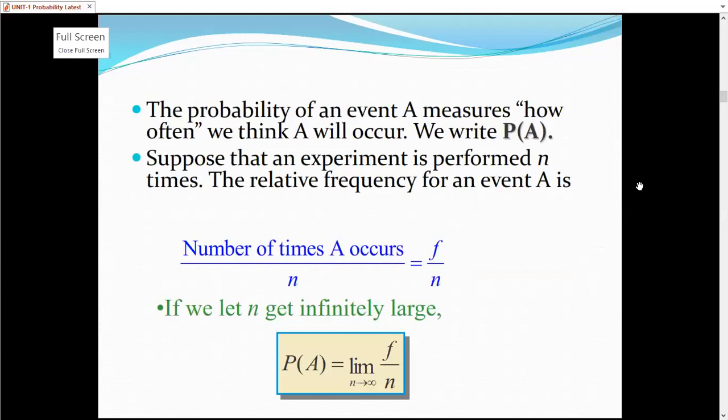If n is infinitely large, we define the probability that A will occur, that is the probability of A, as the limit as n tends to infinity of f by n, where f is the number of times A occurs, divided by the total number, that is n. So probability of A equals the limit as n tends to infinity of f by n.